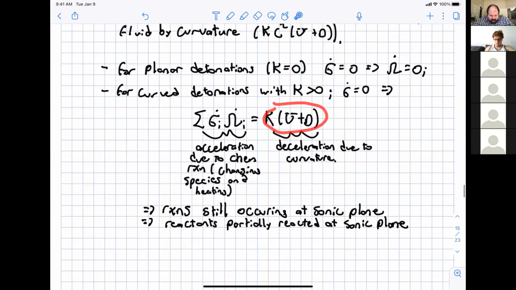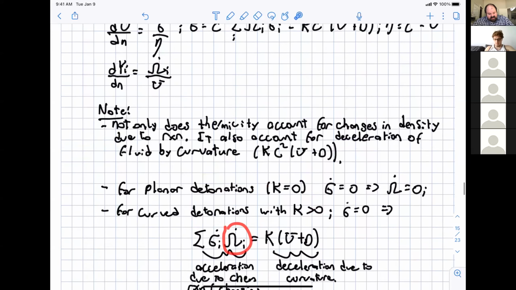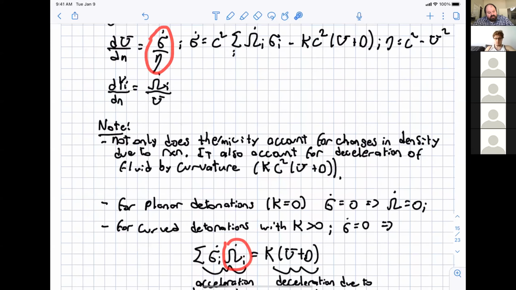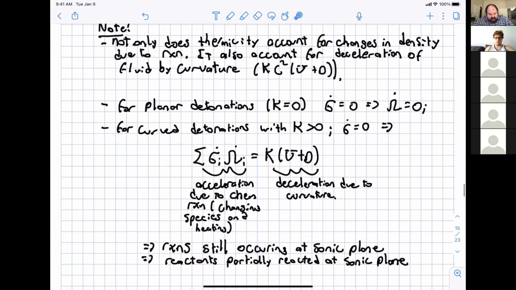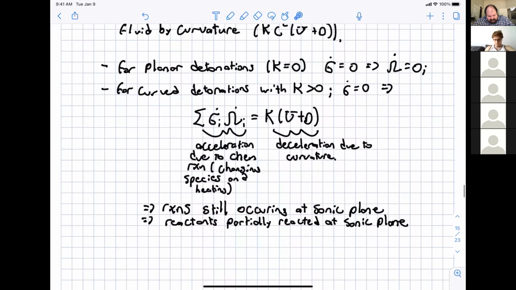But now what this means is that we have conditions where the detonation can be in equilibrium, meaning that both of these are 0 and there's no acceleration after that point, but there are still chemical reactions occurring at the sonic plane. So for curved detonation, the products exiting the sonic plane of the detonation are partially reacted. They are not fully reacted anymore.